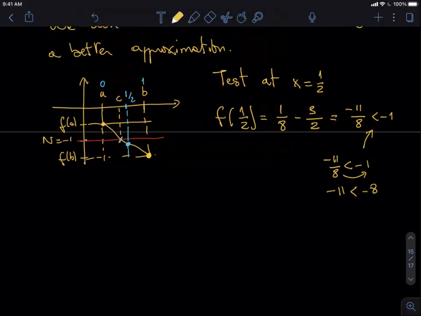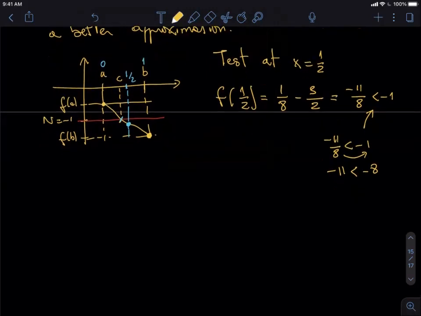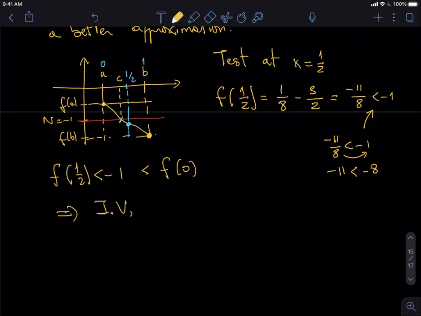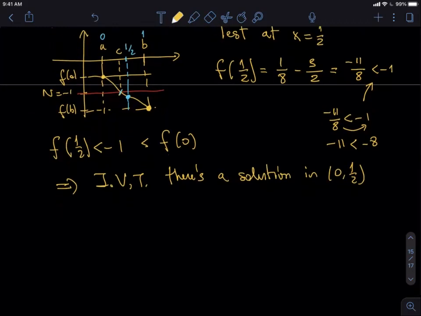But here, for what we are concerned, once I know that f of 1/2 is less than -1, and it is still true that f of 0 was bigger, then the intermediate value theorem, I can apply it again. It says that there is a solution in 0, 1/2. So we have improved from knowing that the solution was in 0, 1, to 0, 1/2. And we can keep splitting the interval.